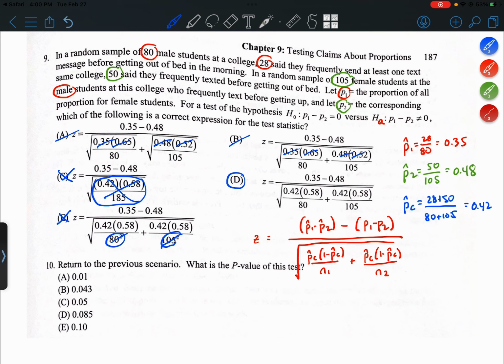Okay. So what we have here is P hat 1 minus P hat 2, right? 0.35 minus 0.48 minus 0, right? Because the null hypothesis says that the parameter here would be 0. Okay. Now, of course, subtracting 0, you don't have to show that part.